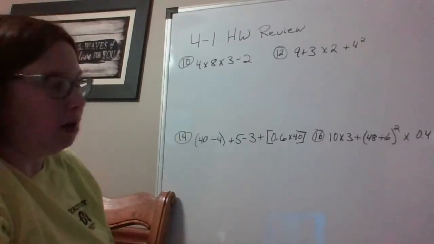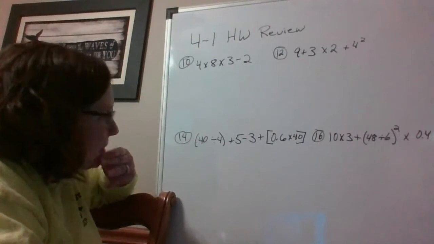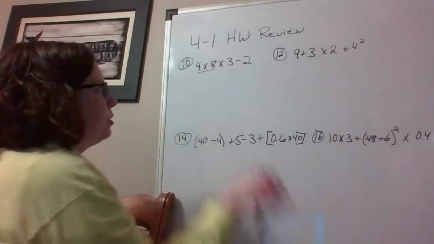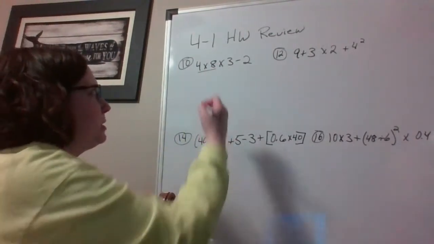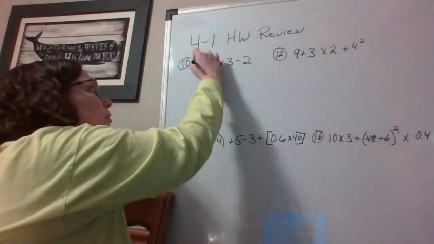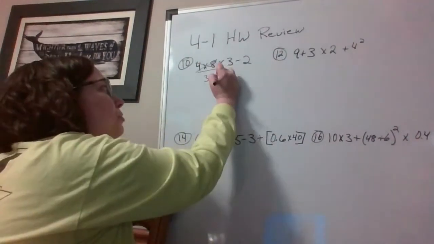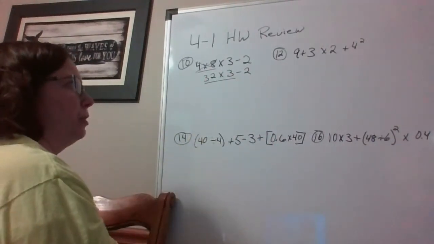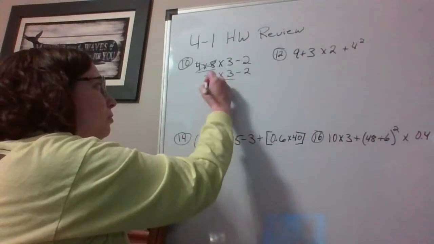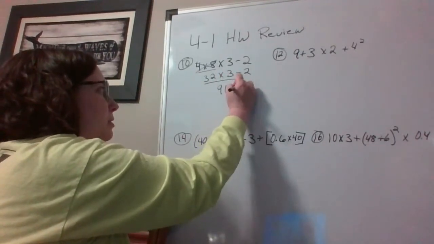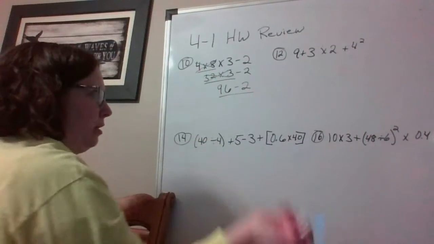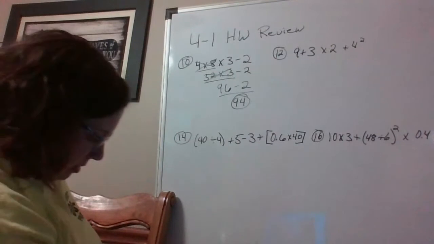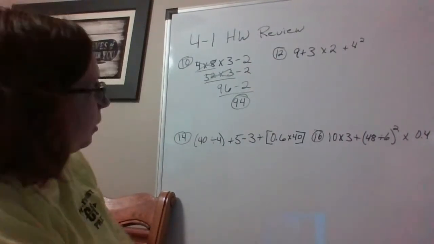Number 10, we don't have any parentheses. We don't have any exponents, so we're going to start off by multiplying and dividing left to right. The first thing that we see is 4 times 8. So we would do that. Answer is 32. Copy everything else down. Next up, we're going to do 32 times 3, which would be 96. Copy everything else down. And then we have one thing left to do. So our answer for number 10 would be 94.